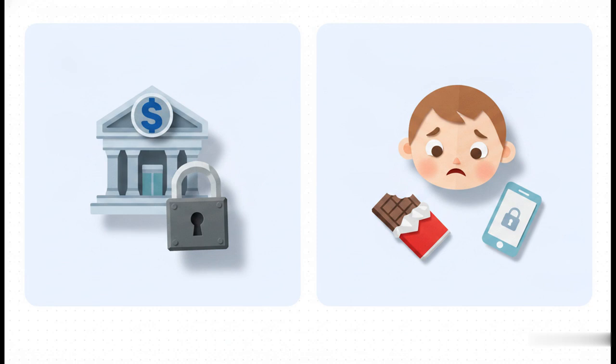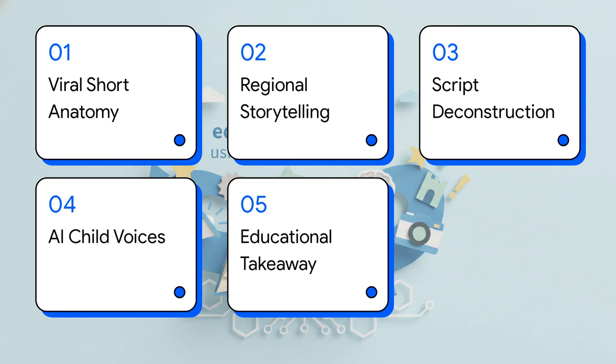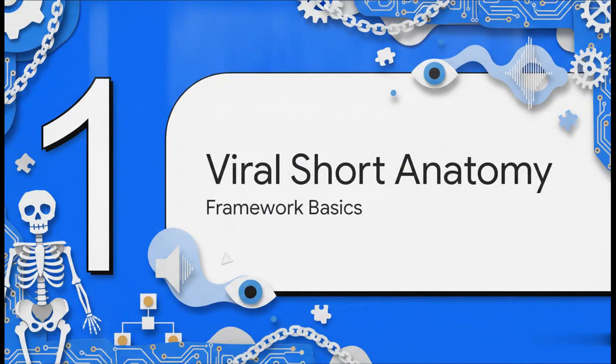Here is our roadmap for this explainer. 1. Anatomy of a viral short. 2. The power of regional storytelling. 3. Deconstructing the script. 4. Casting AI child voices. And 5. The final educational takeaway. Let's kick things off with Section 1. Anatomy of a viral short.